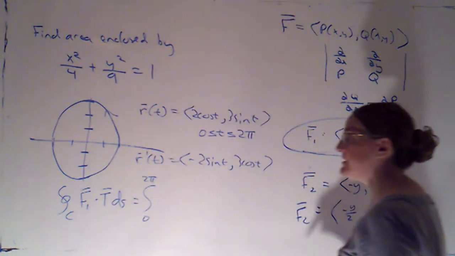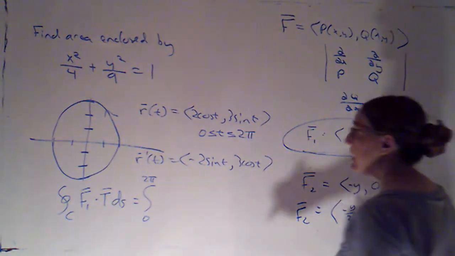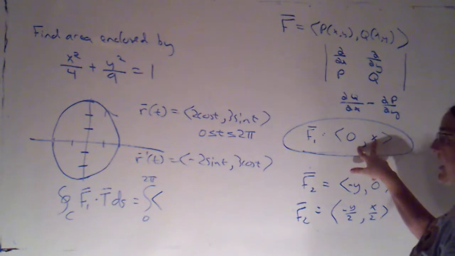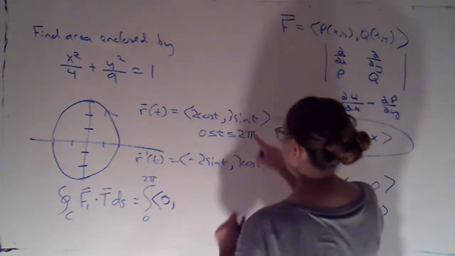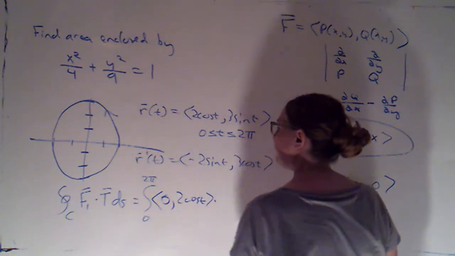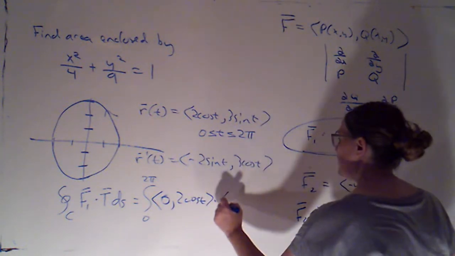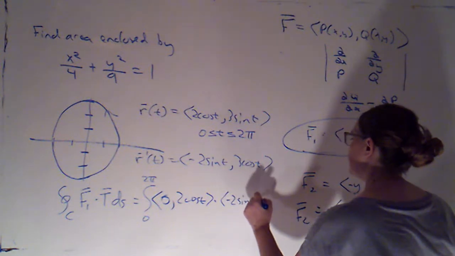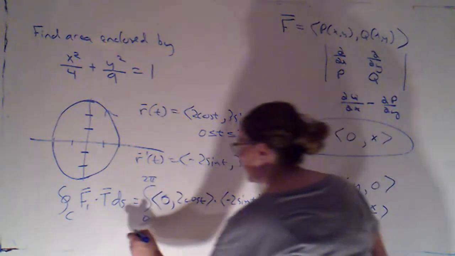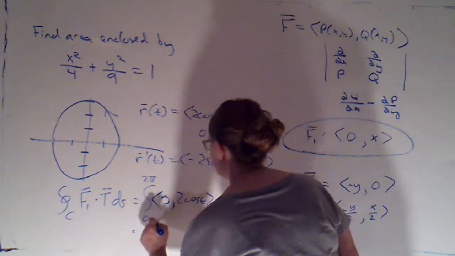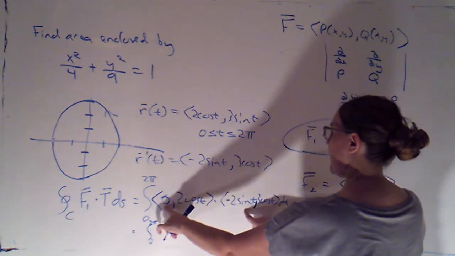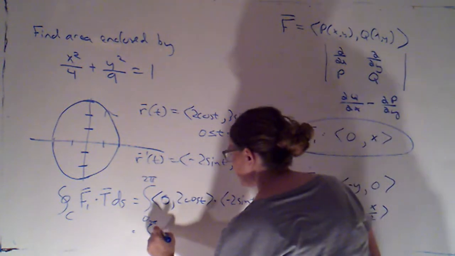integral from 0 to 2 pi of, I'm going to take my vector field, which was 0, x, and x was 2 cosine t. I'm going to dot that with r prime of t, which was negative 2 sine t, 3 cosine t dt. This is going to become the integral from 0 to 2 pi of nothing plus 6 cosine squared t.